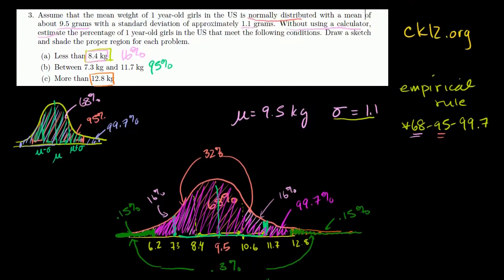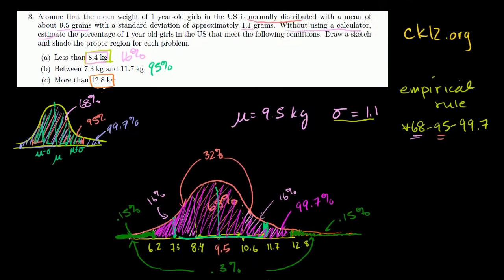So the probability of having a 1-year-old baby girl in the US that is more than 12.8 kilograms, if you assume a perfect normal distribution, is the area under this curve, the area that is more than 3 standard deviations above the mean, and that is 0.15%. Anyway, hope you found that useful.